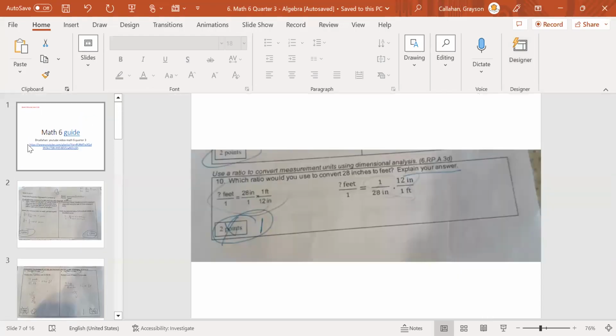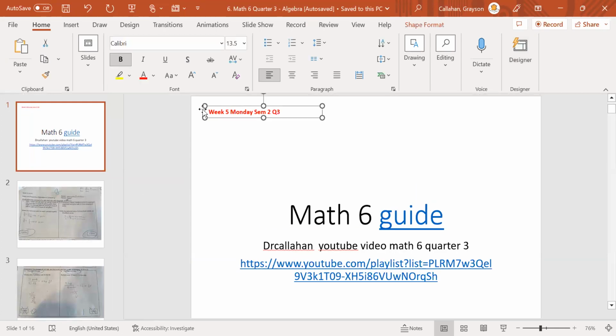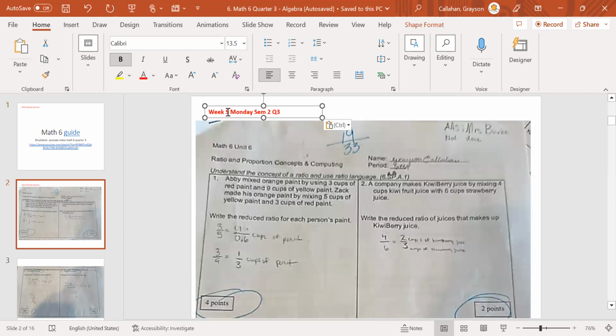Okay, so this is week 6, Thursday, reviewing the test that Grayson had on ratios. And so he didn't do very well on it. So we're going to go ahead and review some of the responses and the answers.